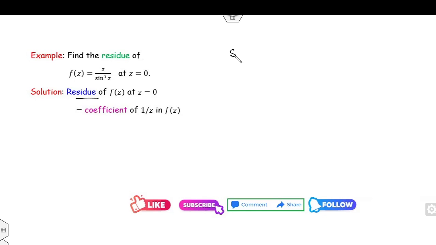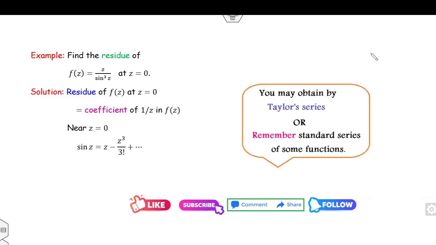So now, do you know what is the expansion of sin z? We all know this value is z minus z cube over 3 factorial plus z raised to power 5 over 5 factorial and so on. You may remember the standard series or you can apply the Taylor series for it. Then the target is to make the first term 1.